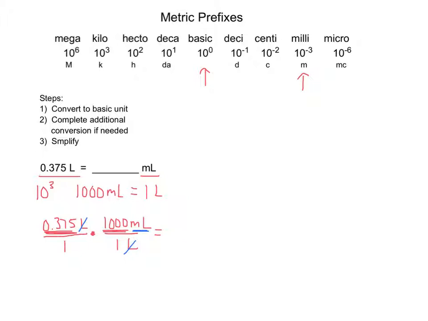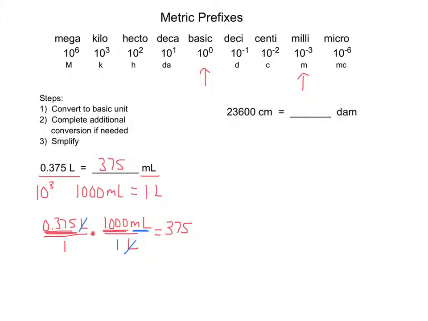So 0.375 times 1,000 is going to be 375. So 0.375 liters is actually 375 milliliters. Let's take a look at another example.